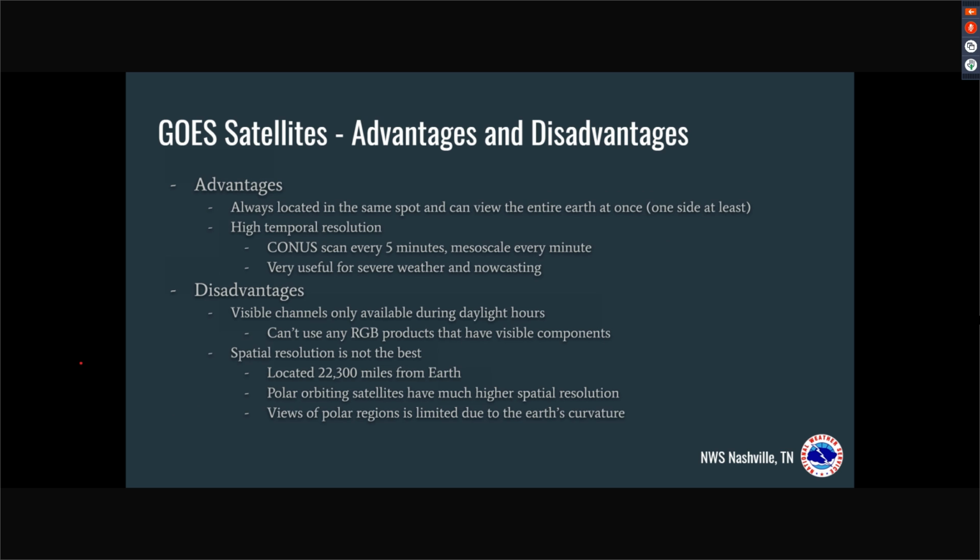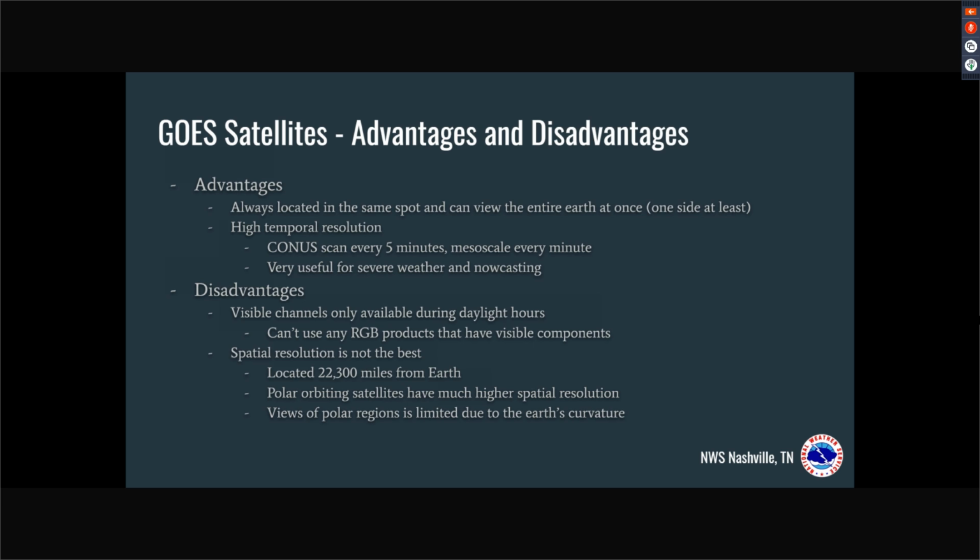So some more advantages and disadvantages. So an advantage of the GOES satellite, and this is something that's just with the GOES satellite, is since it's a geostationary satellite, it's always located in the same spot and can view the entire Earth at once. So we are always seeing that same exact full disk that I showed you guys a minute ago. That is what our GOES East is always showing. It's never going to change. We have a very high temporal resolution.